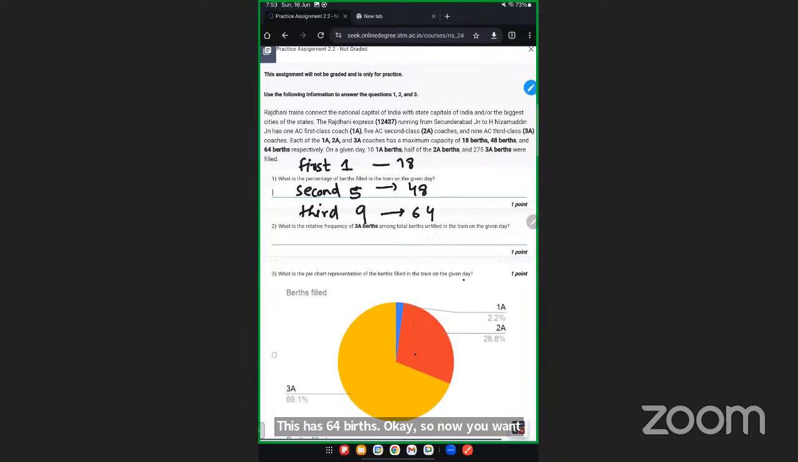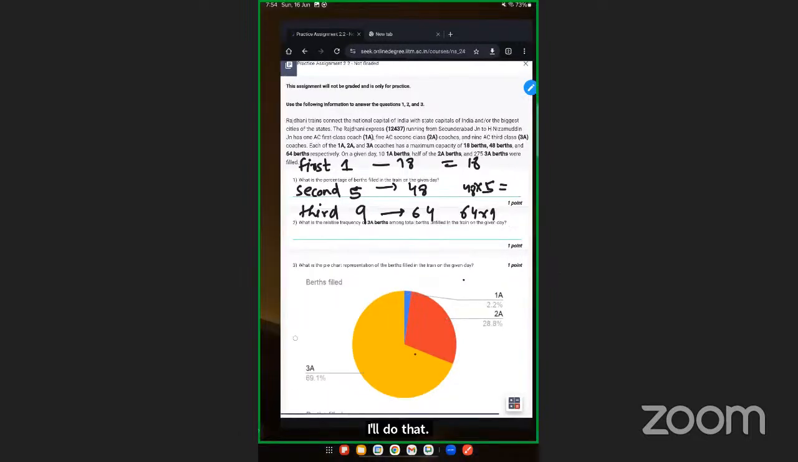Now you have to multiply: 48 into 5, 64 into 9, and 18. That's how you'll know the total, and then the percent of berths filled. There is no differentiation between AC berths, we just need to find the total. So find the total. We can use a calculator.